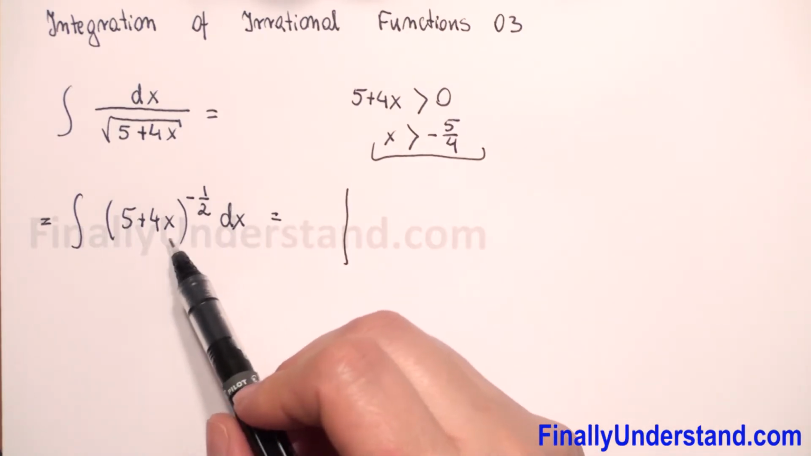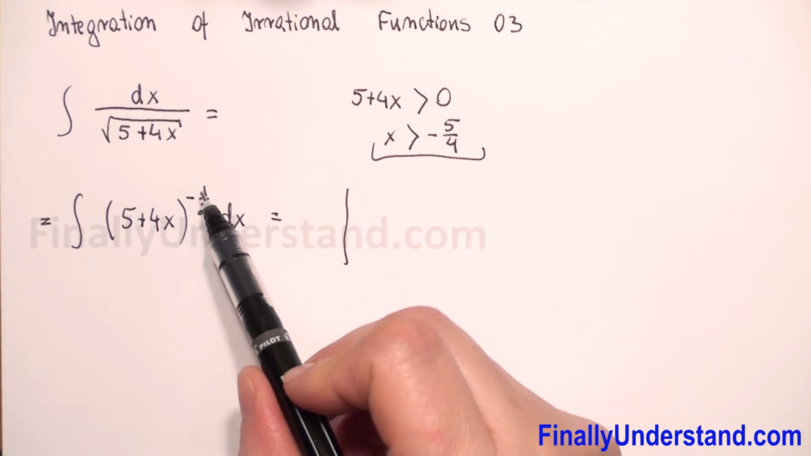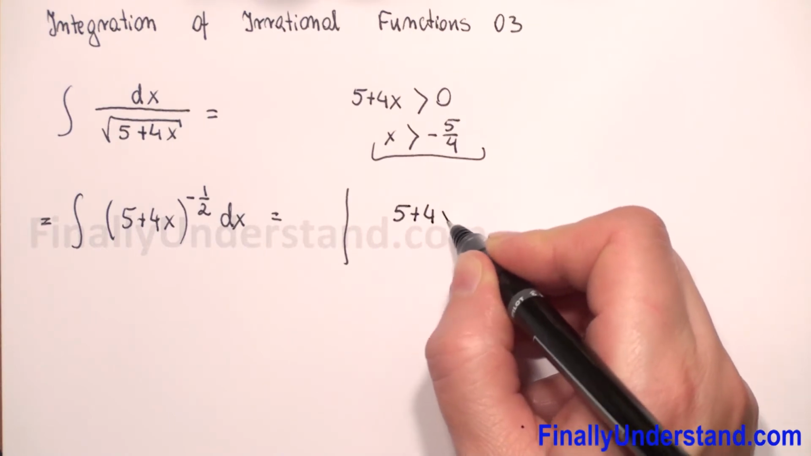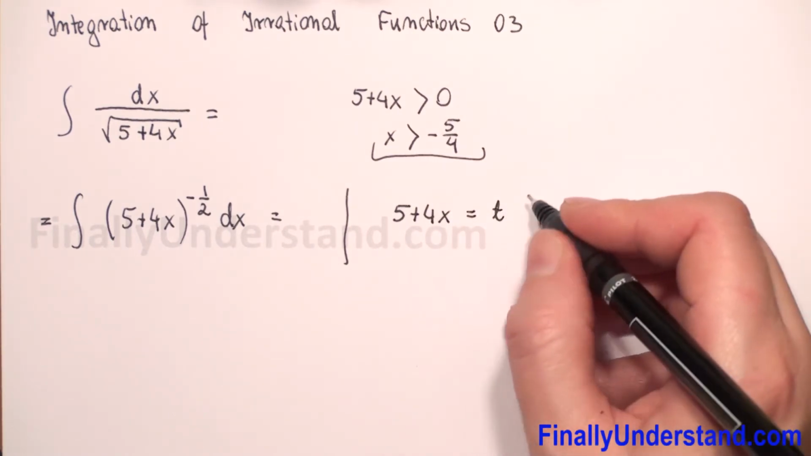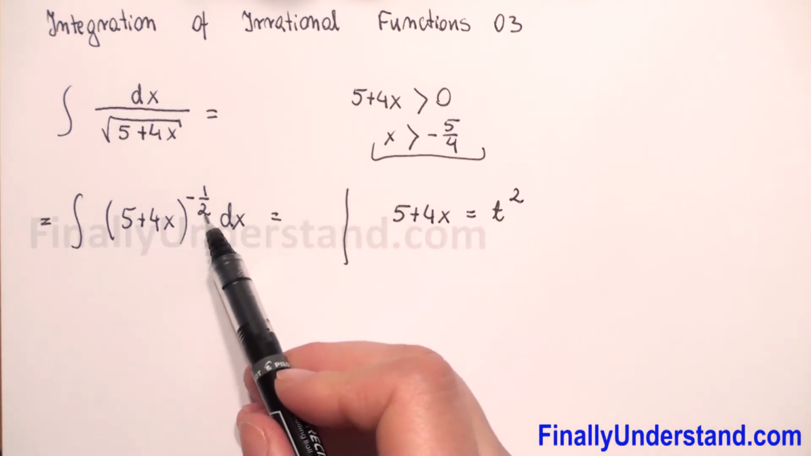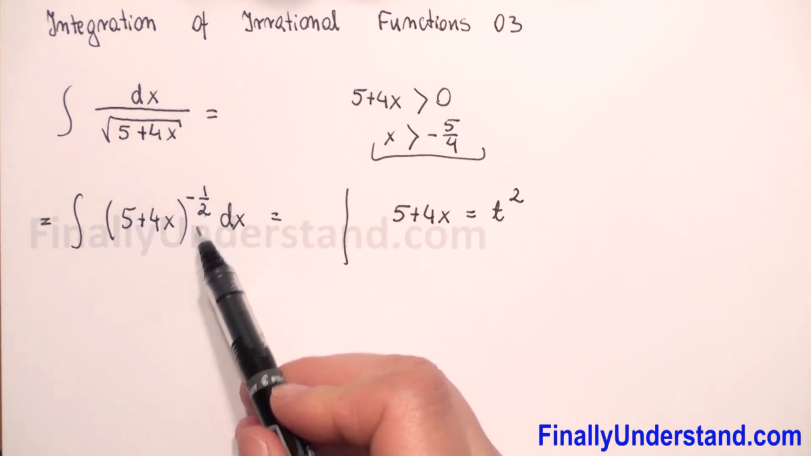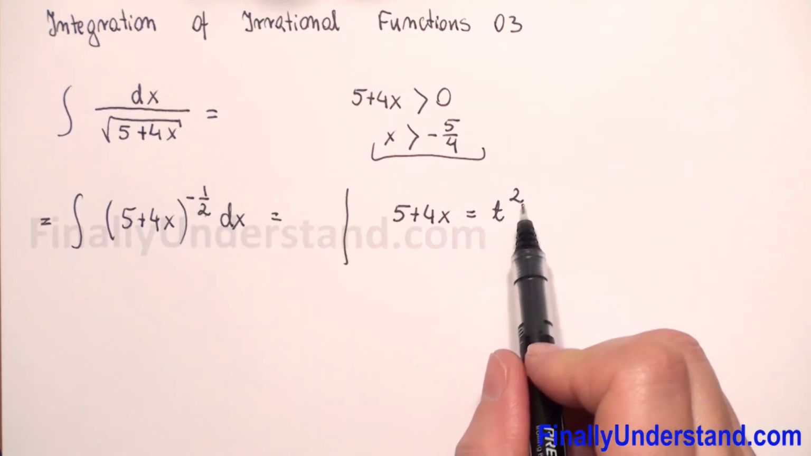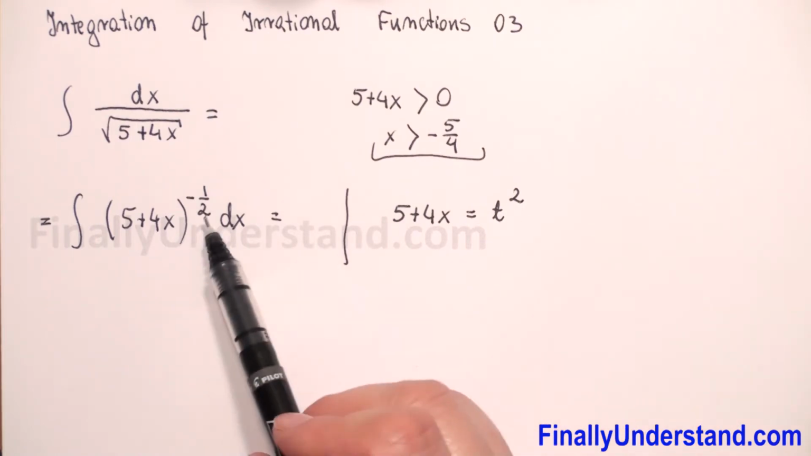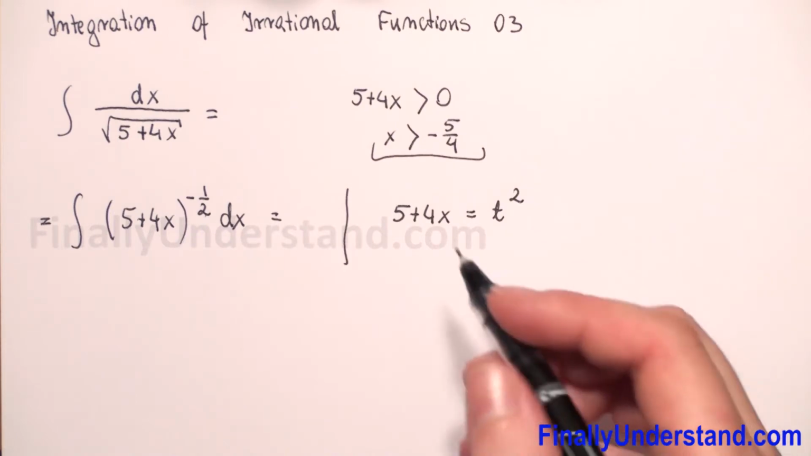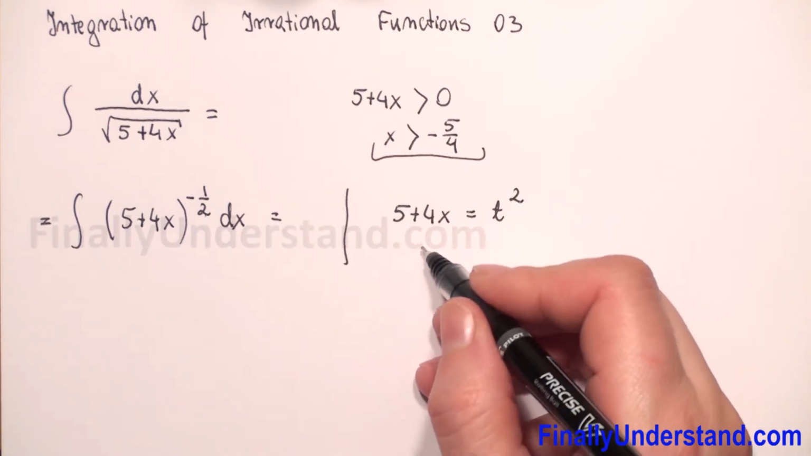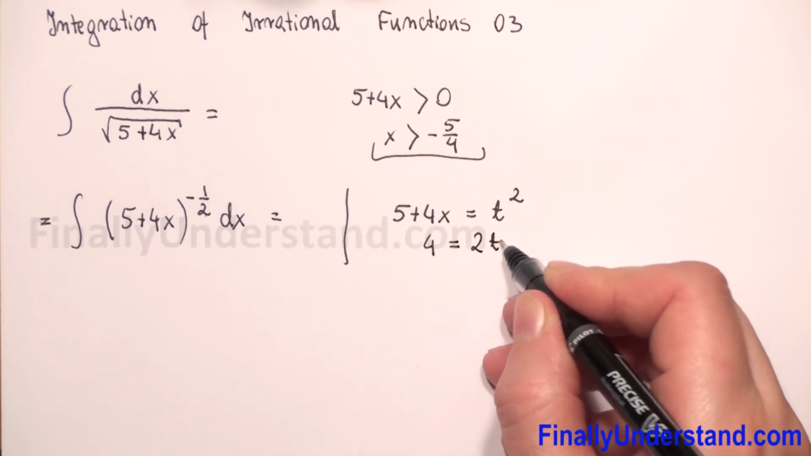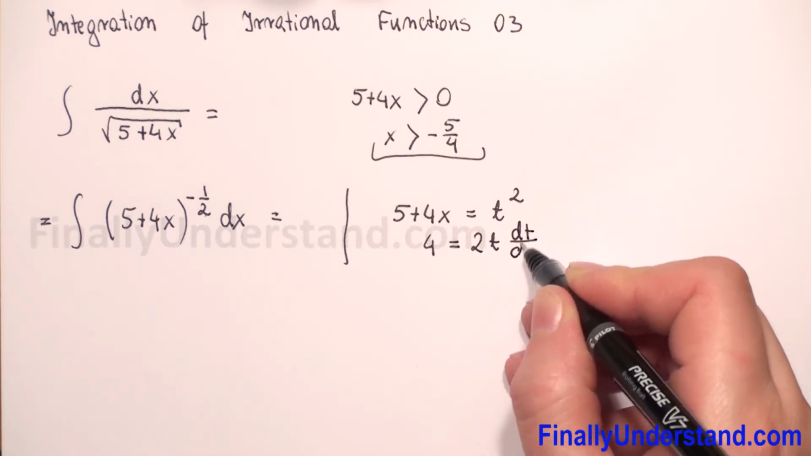Because we have 5 plus 4x to the power 1 over 2, we need to substitute 5 plus 4x by t to the second power. We have to always check the denominator of our exponent. To reduce this exponent, we need to put the substitution to the same power which we have here in the denominator. So now we have to find the derivative of both sides of our equation. It will be 4 is equal to t dt over dx.